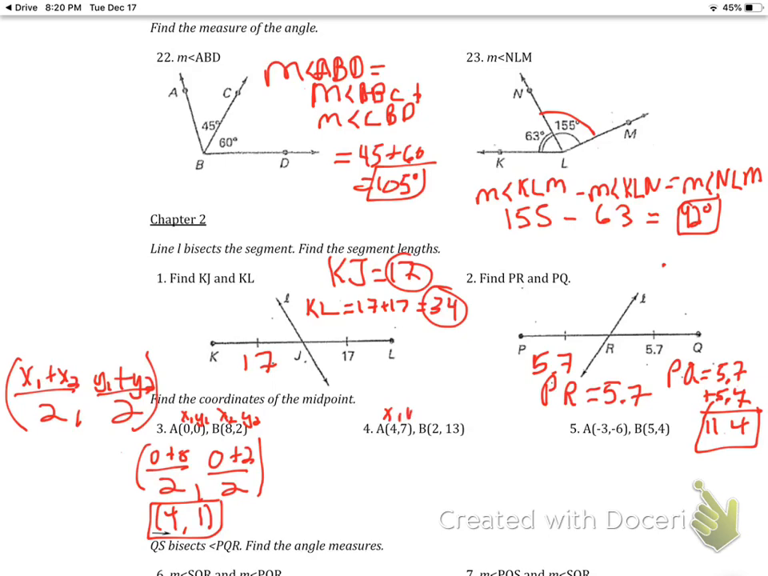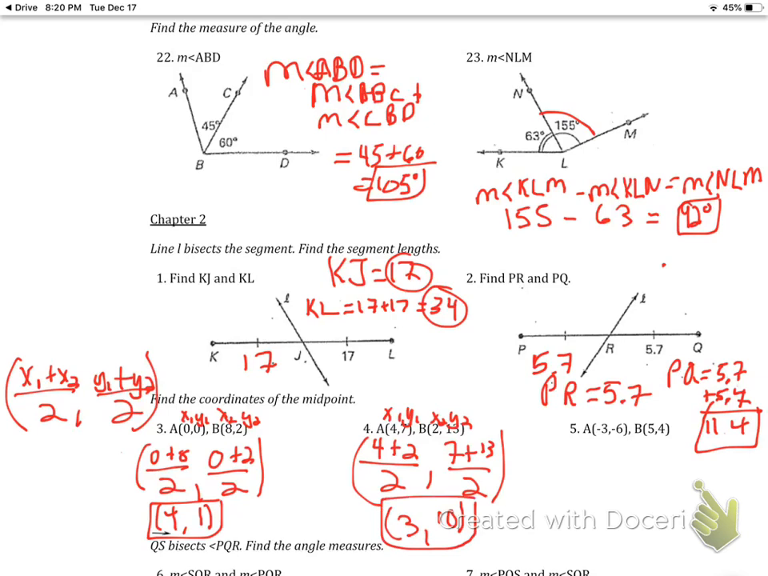We're going to use that same formula here. x1, y1, x2, y2. Okay, so x1 is 4, x2 is 2 divided by 2. y1 is 7 plus y2 is 13 divided by 2. Well, we see that 4 plus 2 is 6 divided by 2 gives us 3. Over here we have 7 plus 13, which is 20, divided by 2 is 10.